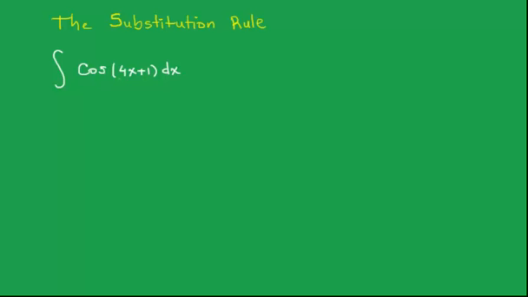Let's find an antiderivative of cosine of 4x plus 1 dx. If we were given just the antiderivative of cosine of x dx, we know exactly what this is. This is equal to sine of x plus c. But we don't have cosine of x dx. We have cosine of 4x plus 1. So what we do is we make a substitution. We set u, a new variable, equal to 4x plus 1.